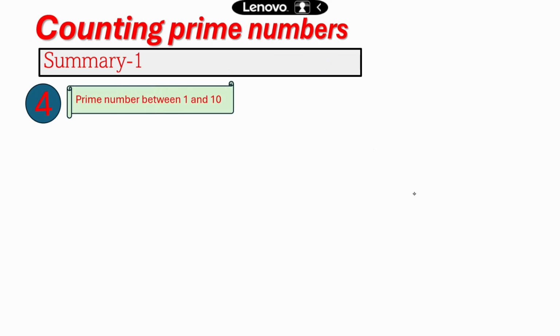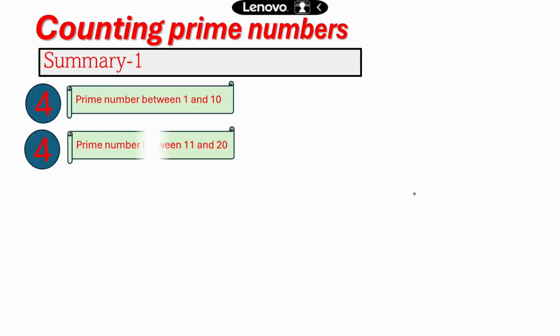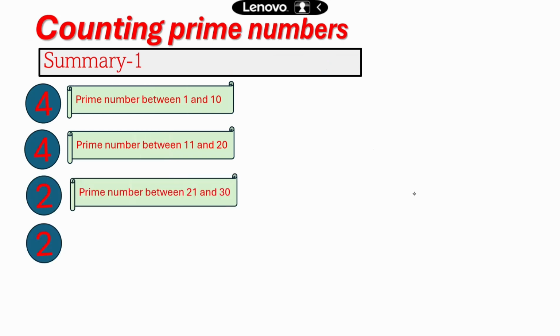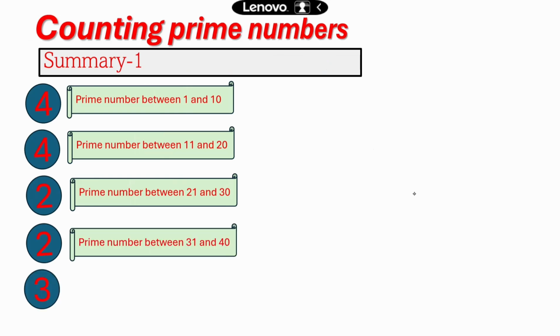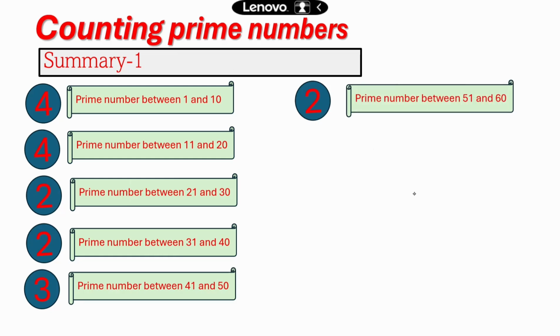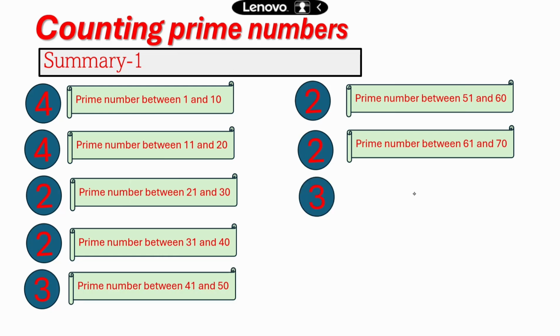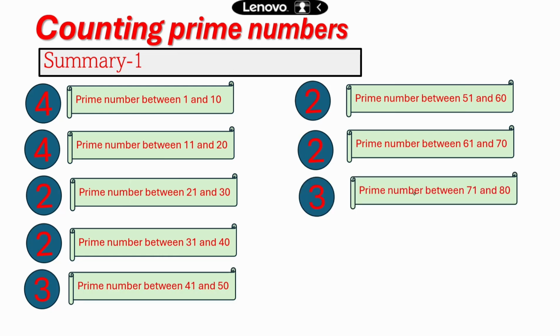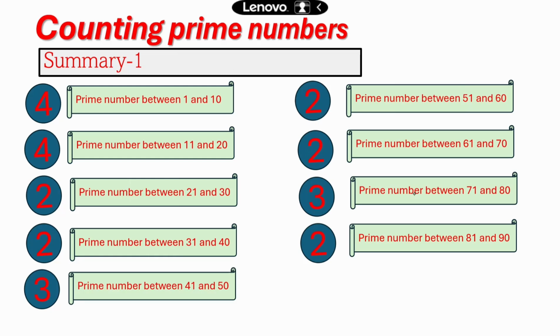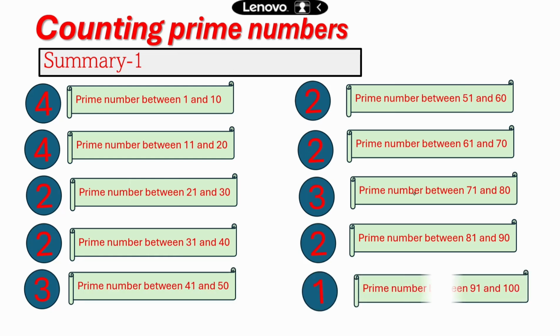4 prime numbers between 1 and 10, 4 prime numbers between 11 and 20, 2 prime numbers between 21 and 30, 2 between 31 and 40, 3 between 41 and 50, 2 between 51 and 60, 2 from 61 to 70, 3 from 71 to 80, 2 from 81 to 90, and 1 between 91 and 100. So these are the total prime numbers between 1 and 100.